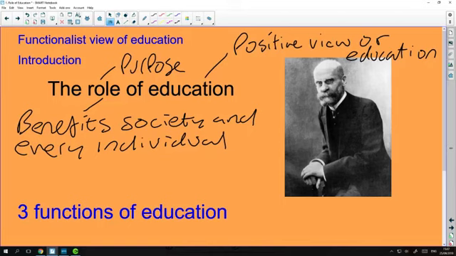Now the reason why it benefits society and every individual is because what education does, I'll put it here, education maintains social order. I'm going to write social order in red. Education maintains social order.